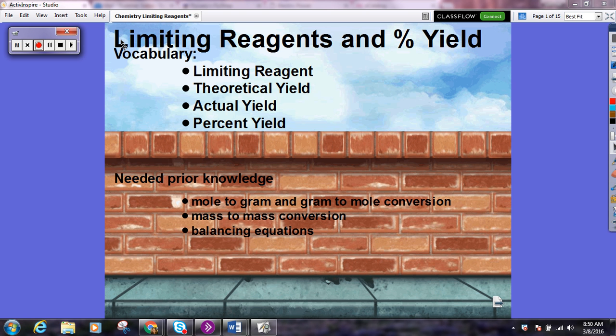In order to do this particular lesson, you are going to need some prior knowledge: mole to gram and gram to mole conversions, mass to mass conversions. These are both part of stoichiometry, and balancing equations.